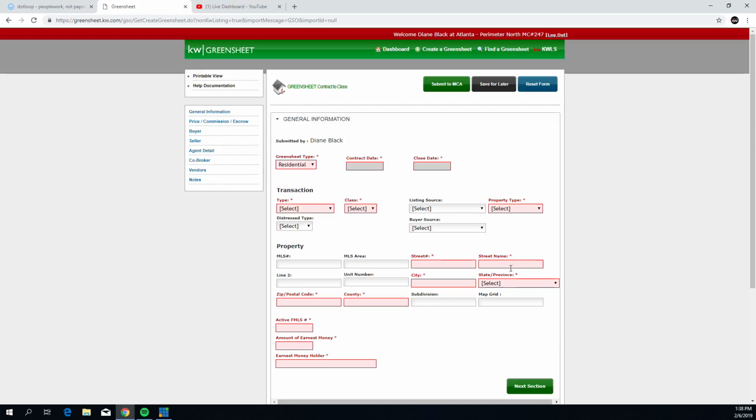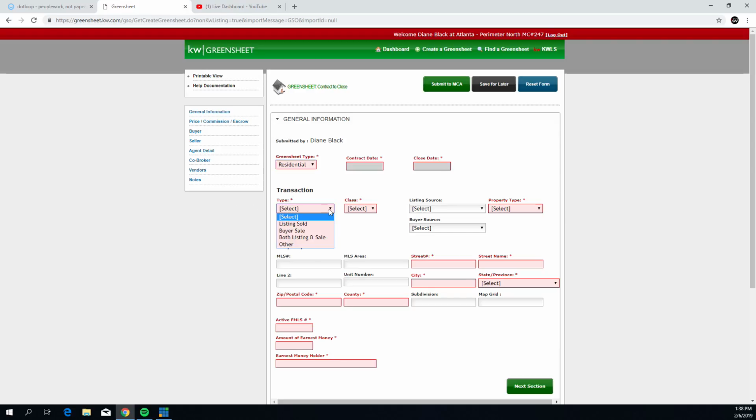In this case, it's going to be almost all residential. Contract date, that's going to be your binding date, not the date on the top of the purchase and sale agreement. Why the binding date instead of the date on the top? Everything works off of that. Inspections, everything flows from the binding date. Close date, about when you think it's going to close according to the contract.